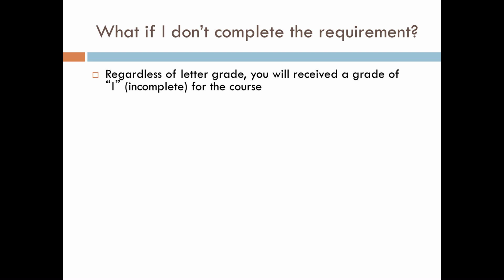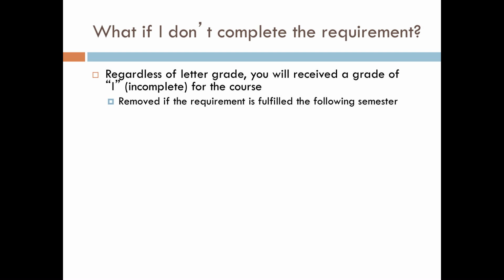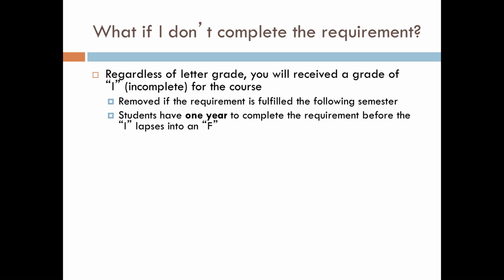Now, what happens if you don't complete the requirement? So for Psychology 101 students, as mentioned, you will receive an I incomplete grade for the course. Now, you do have a chance to make it up the following semester. You have to complete 5 credits in order to make up the requirement in order to receive a grade for your Psychology 101 course. Now, if you don't make up the credit after 1 year, that I lapses into an F grade. So be sure to not take the research requirement lightly.